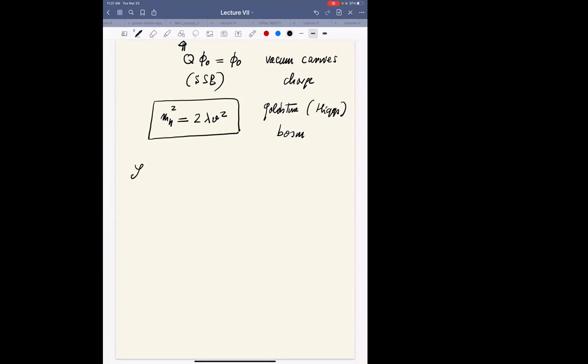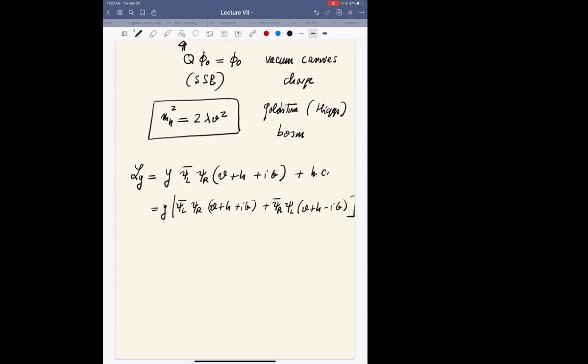Let's look at the Yukawa interaction, which is a Yukawa coupling times psi L bar, psi R, then V plus H plus iG, plus Hermitian conjugate. Well, I should not be lazy, just for you to be sure. Once it looks like this, minus iG.